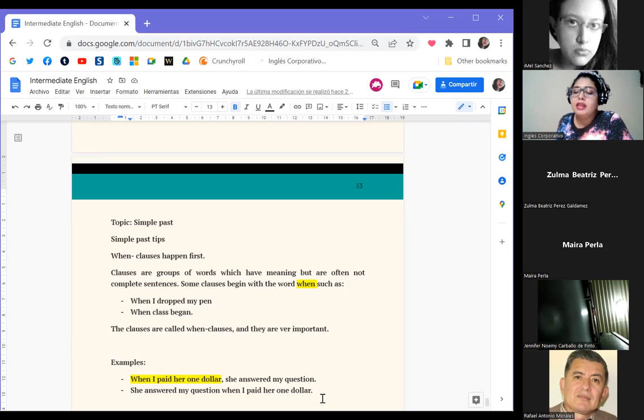It's the same, but it's just like for the position of the words or the position of the sentences. But it's the same meaning. It doesn't change.